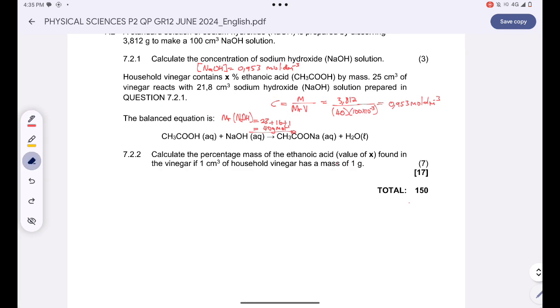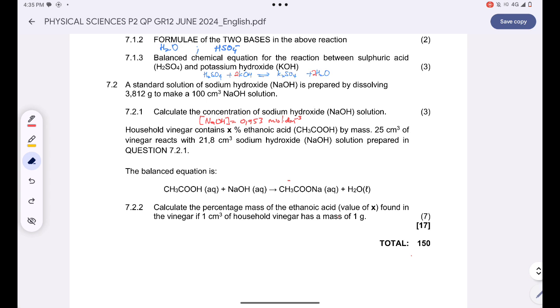Okay, and then now we are told that household vinegar contains X amount of ethanoic acid by mass. 25% of vinegar reacts with only 21.8 cubic centimeters of sodium hydroxide solution prepared in question 7.2.1. Remember that we had 100 cubic centimeters of our sodium hydroxide, but we only need 21.8 cubic centimeters to neutralize the acetic acid over there.